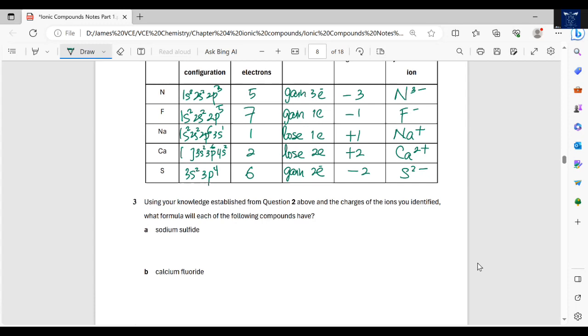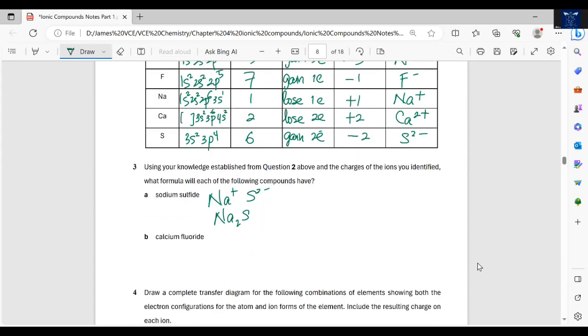Okay, using your knowledge established from question 2 and the charges of the ions, sodium is Na plus, sulfide is 2 minus. We are going to use the cross method, so it's going to be Na2S. Calcium fluoride: calcium is Ca 2 plus, fluorine is minus, so when you cross, you will get CaF2.